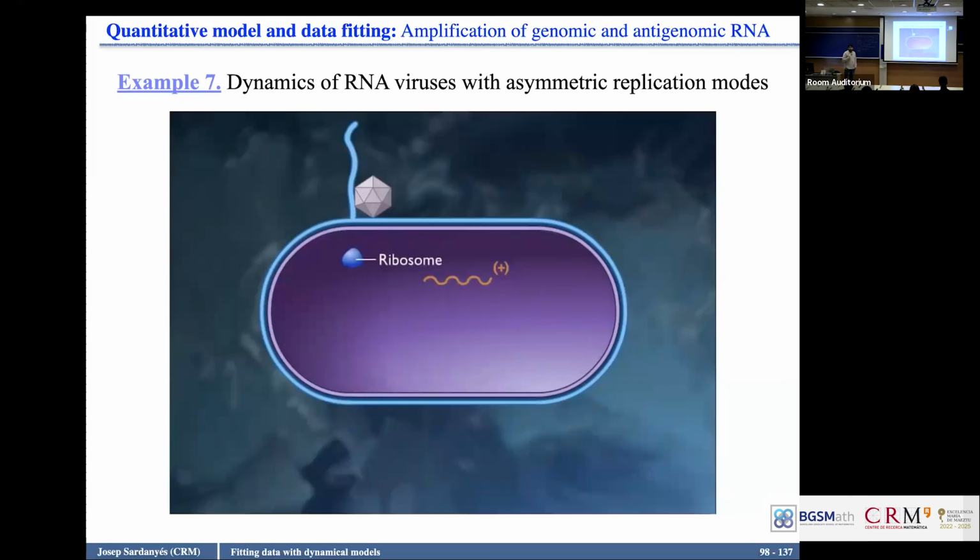Then this genomic RNA from the virus is recognized by the cell as its RNA, as an internal RNA. And then the cell translates the RNA to synthesize the viral protein. But this is the cell machinery that synthesizes the RNA polymerase.